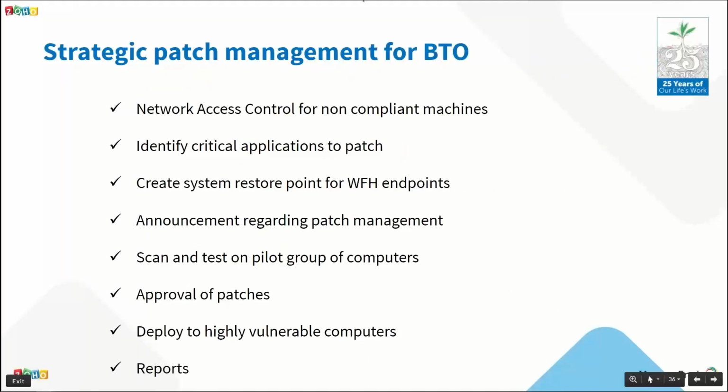The strategic patch management for back to Office. Previously, we have seen how to manage the endpoints during the work from home scenario, and now we shall create a patch routine for back to Office notifications. The first objective will be enabling the network access control for the non-compliant machines and identifying critical applications to patch them in priority, and then to create a system restore point for all the work from home machines. Hence, in case of experiencing any challenges during the patch deployment tasks, we are safe to restore the backup. And that is the primary objective, to create a system restore point.